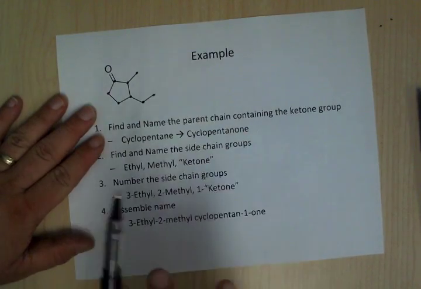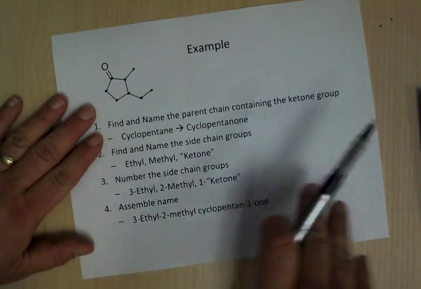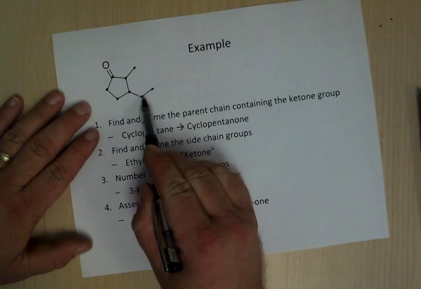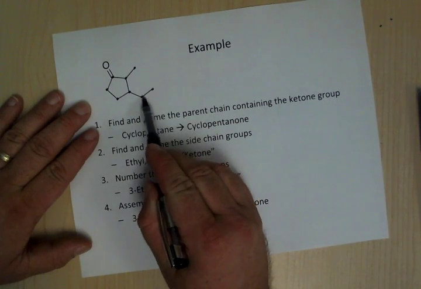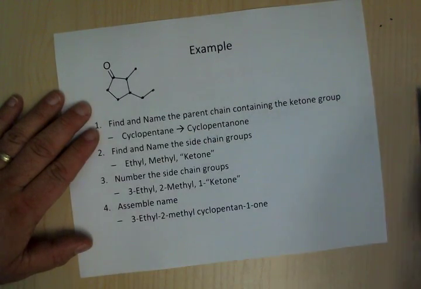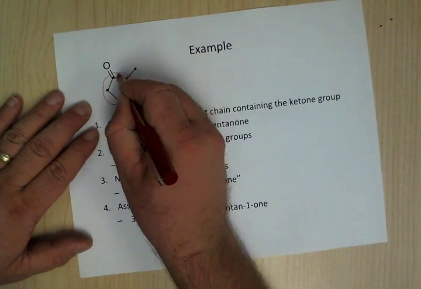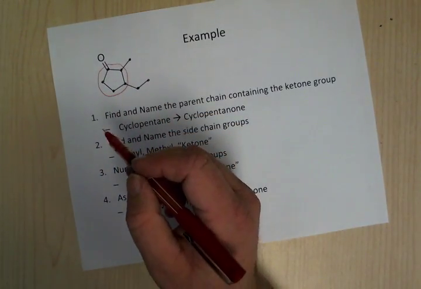Okay, so you're either part of the ring or you're part of the main chain. You can't be both, right? So I can't go around like this. Okay, so it's either going to be this 2 carbon piece, that 1 carbon piece, or this 5 carbon ring here. You're either part of the ring or you're part of a straight chain.